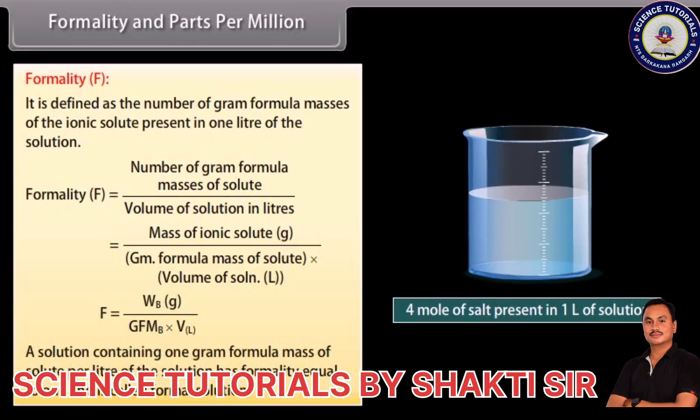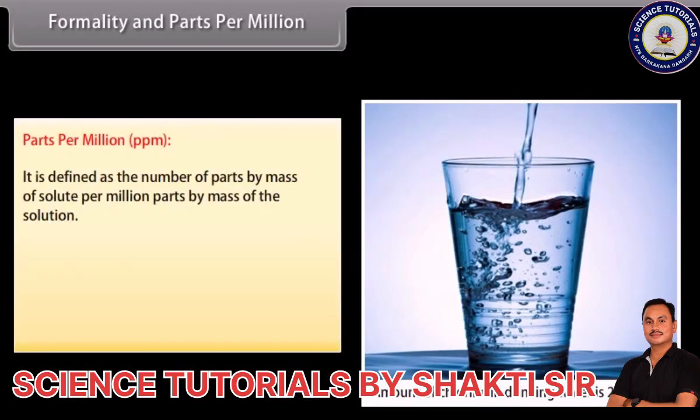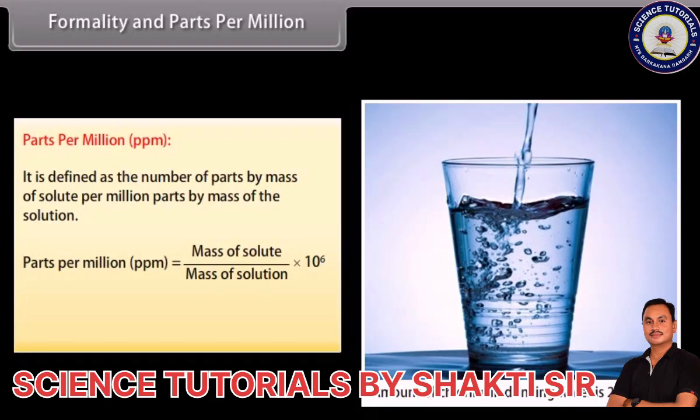A solution containing 1 gram formula mass of solute per liter of the solution has formality equal to 1 and is called formal solution. Parts per million. It is defined as the number of parts by mass of solute per million parts by mass of the solution. It is abbreviated as ppm. Mathematically, ppm is represented by ppm is equal to Wb divided by Wa plus Wb into 10 raised to the power 6.